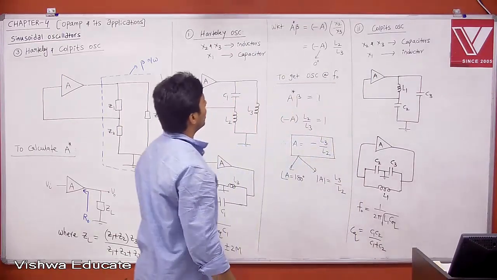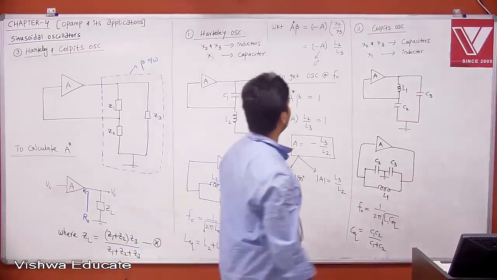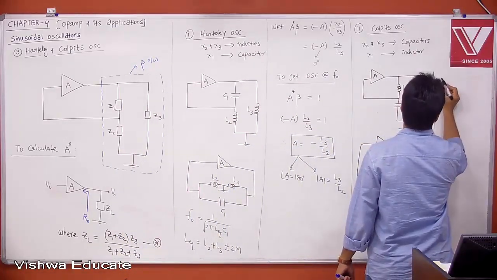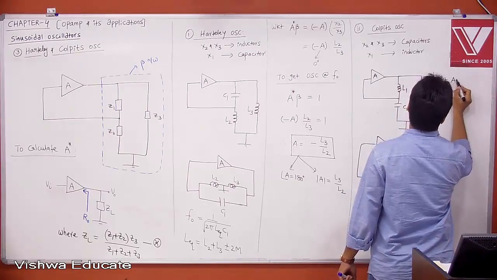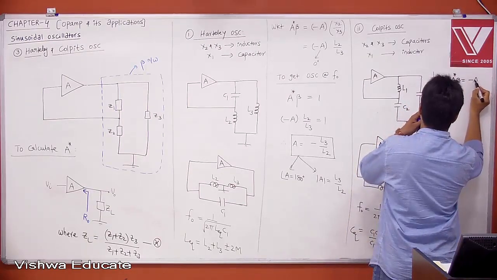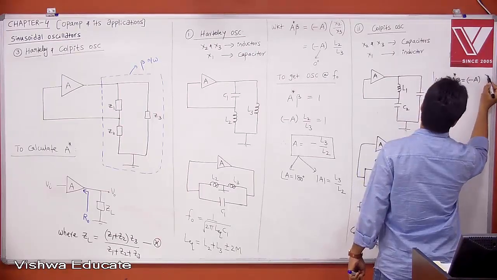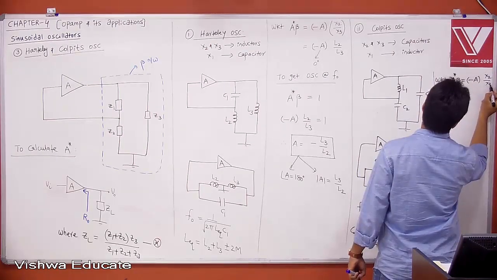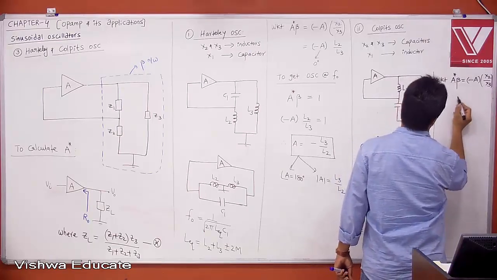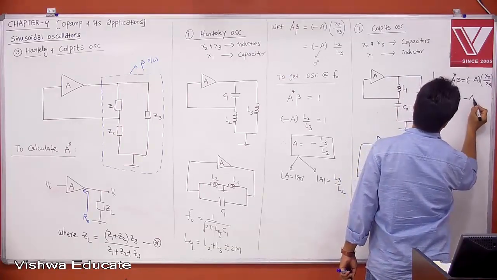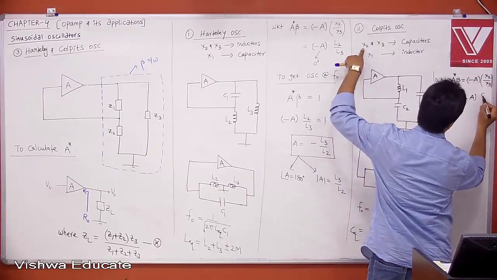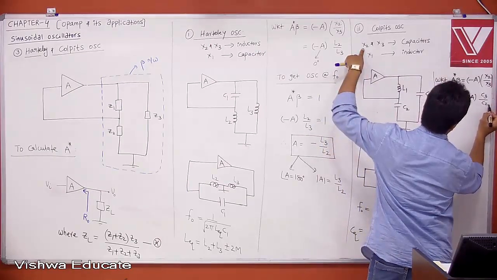Okay. And coming back to A star beta, we know that A star beta is equal to minus A into X2 divided by X3, right? Then if you substitute, what do you get? Minus A into, what is X2? X2 is nothing but capacitors. Then you will get C3 divided by C2, right?